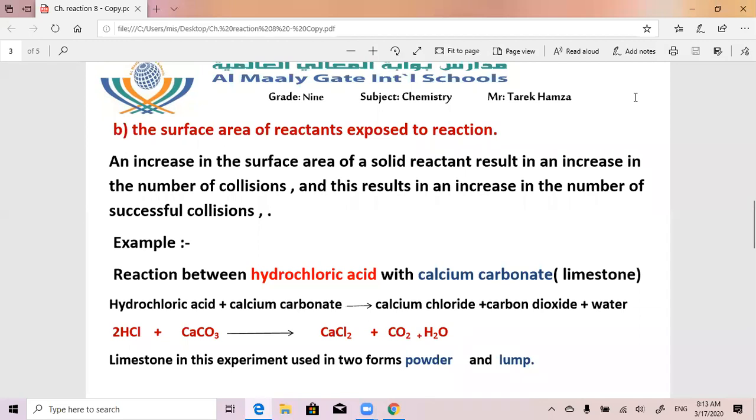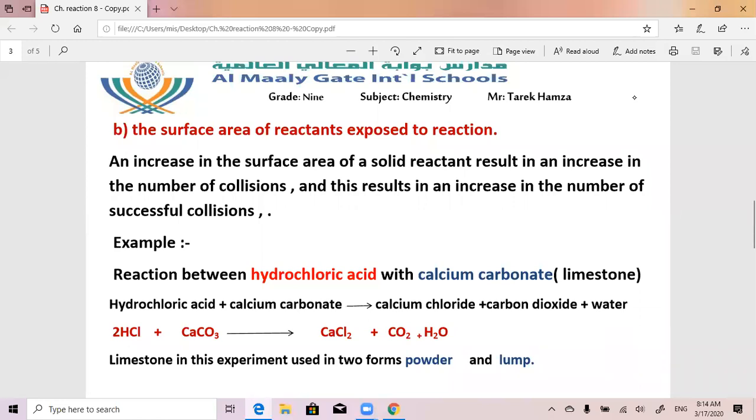So the surface area of powdered limestone is larger than that of the lump form of calcium carbonate. What's the meaning of increasing the number of collisions? It gives a larger surface area for calcium carbonate to react with hydrochloric acid. But in the case of lumps of calcium carbonate, there is no such large surface area to react with another substance.